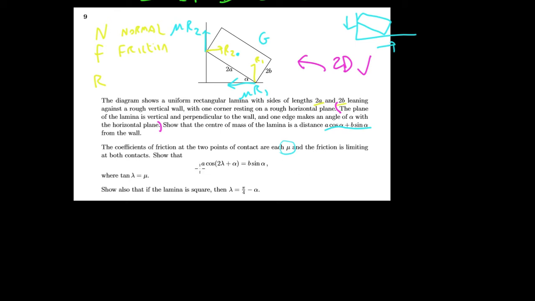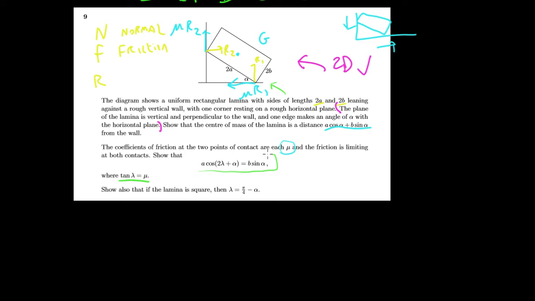Okay, so we want to show this weird equation. That was the thing I was talking about earlier: tan lambda is mu. It suggests that if you write these forces as the resultant force of friction and reaction, the problem may be easy. But I didn't do it that way, so I'm just going to show you my way. So we want to show this equation.